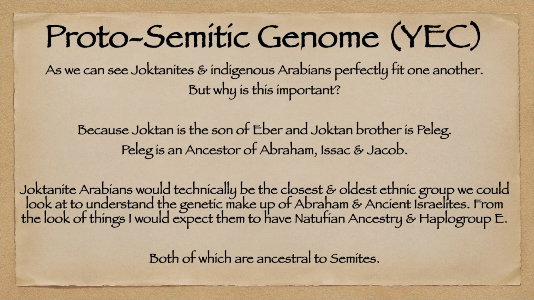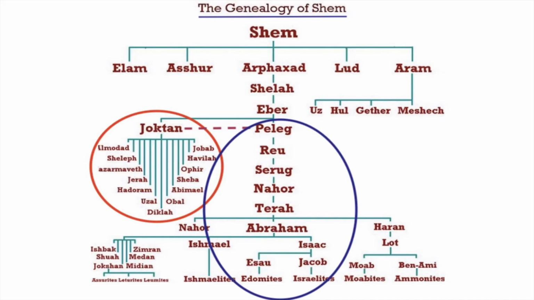But why is this important? Because Joktan is the son of Eber, and Joktan is the brother of Peleg, and Peleg is the ancestor of Abraham, Isaac, and Jacob. Joktanite Arabians would technically be the closest and oldest ethnic group we could look at to understand the genetic makeup of Abraham and the Israelites. From the looks of things, I would expect them to have Natufian ancestry and haplogroup E, both of which are ancestral to Semites.